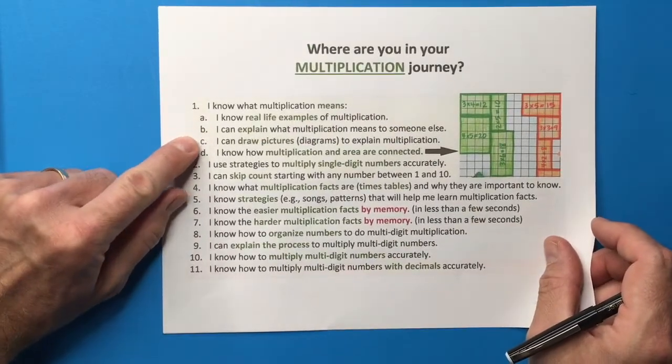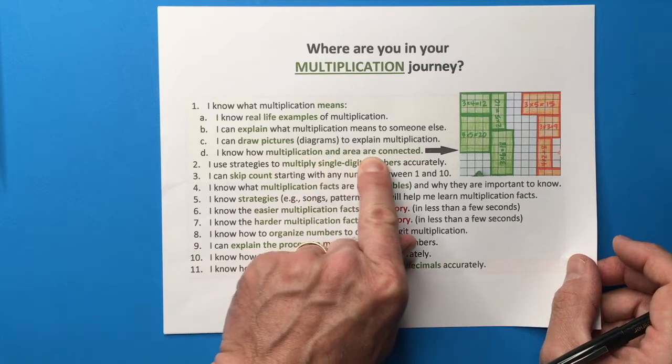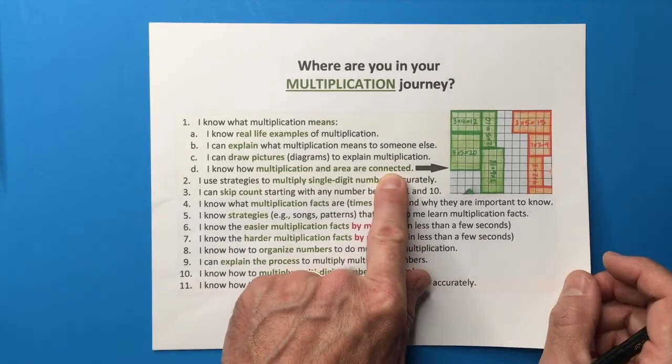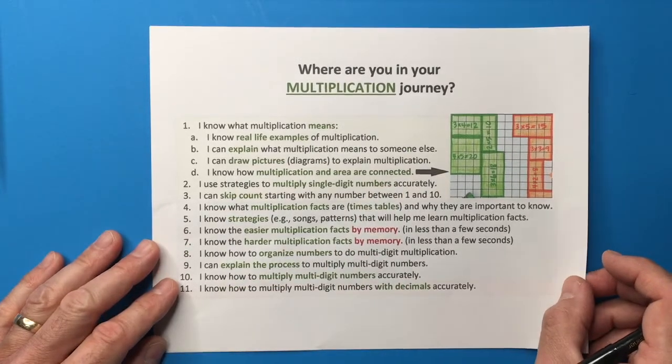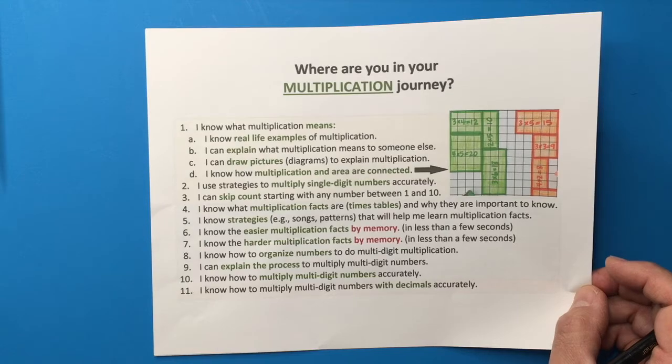We've looked at A, B, and C really well. Now we're going to go on to D. I know how multiplication and area are connected. Again, we have done this at school. We spent a fair amount of time looking at area, and we're going to do a quick reminder of that.